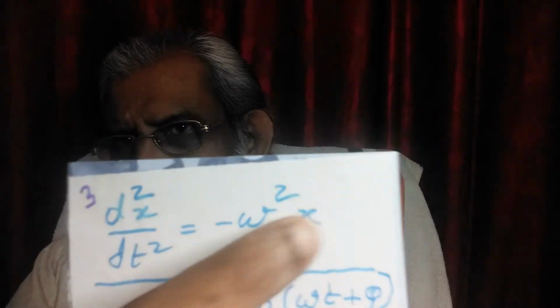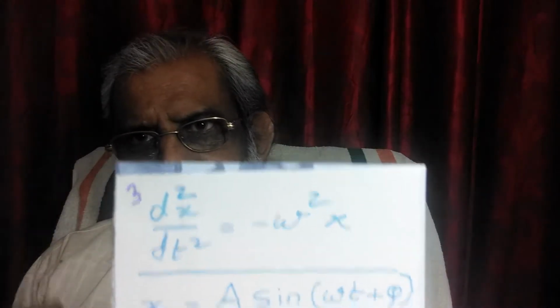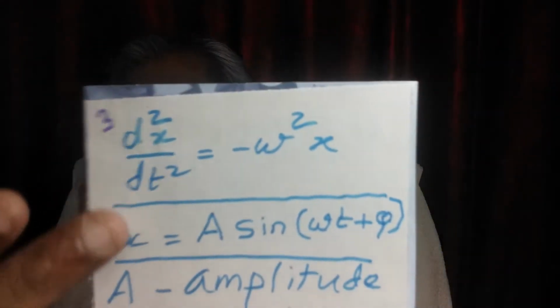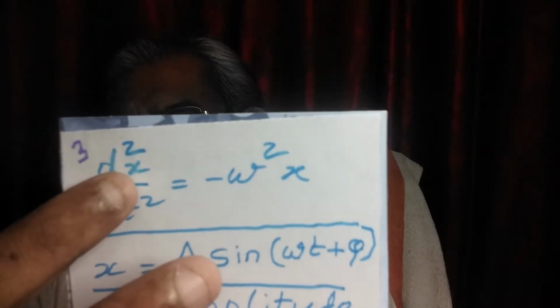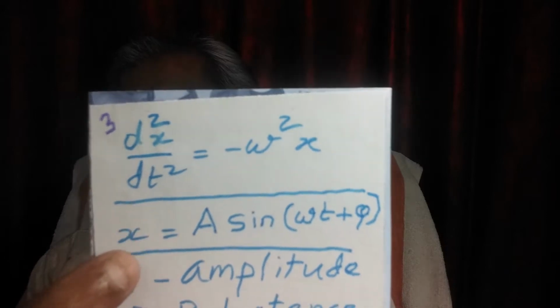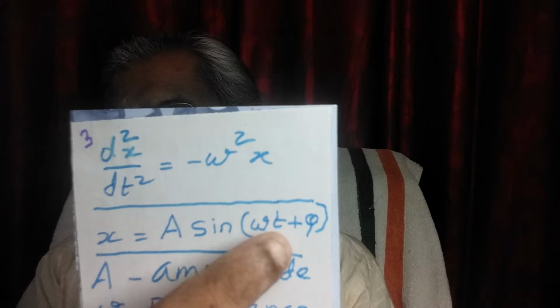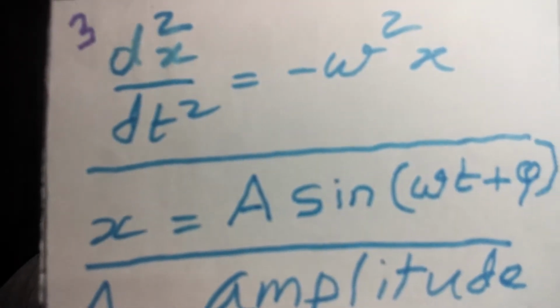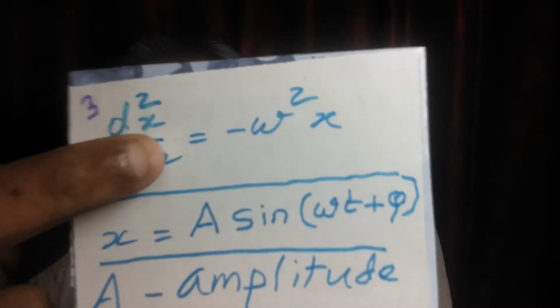Now, you can solve this differential equation, but that is beyond our scope. So, I won't try to solve it at present. We can take the solution for granted. From this, you can find x. We will get x as x equals a sine omega t plus phi. This is the solution or answer of this differential equation.